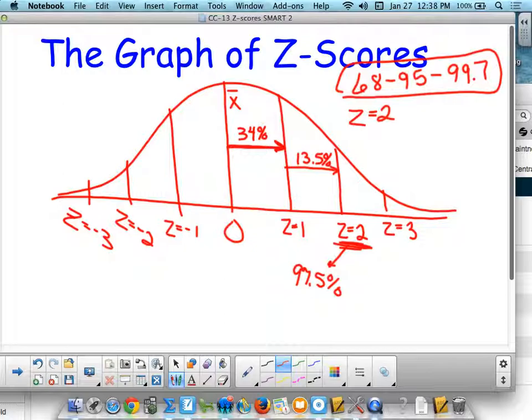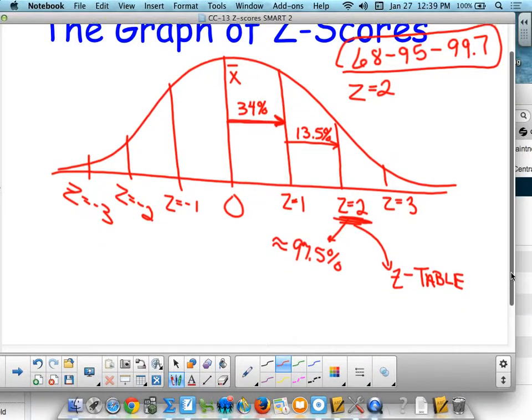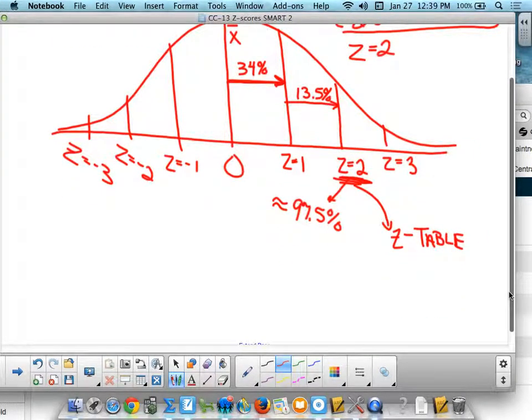But I've got bad news. That's not quite right. That rule was given to you to make the calculations easy, because you cut the 68 in half, 34, 34. This is an approximation. So if you're using this rule, you're really close, but not exact. How do we get exact? We use the Z-table. This is how you get the exact answer. So a Z-score of 2, would you please look it up for me? It's going to be around 97.5.